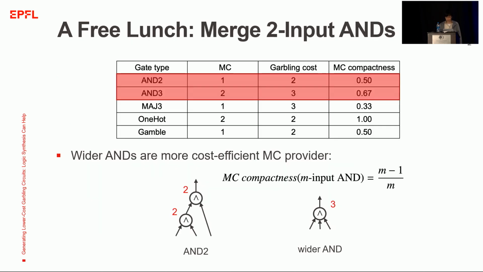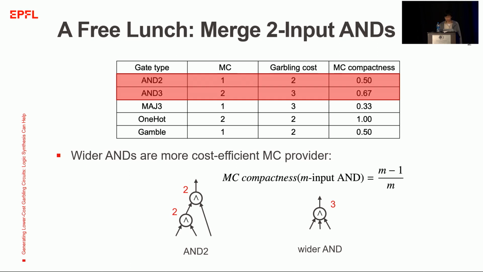From the table, we notice that AND3 is more MC compact than the baseline two-input AND. For example, when the target computation to be garbled is a three-input AND operation, then adopting AND3 over AND2 can reduce the garbling cost from 4 to 3. With simple generalization, it is further noticed that wider ANDs are more cost-efficient MC providers. We can easily make use of this observation.